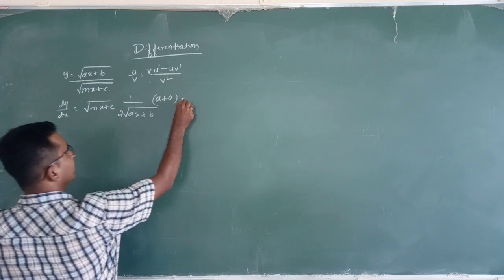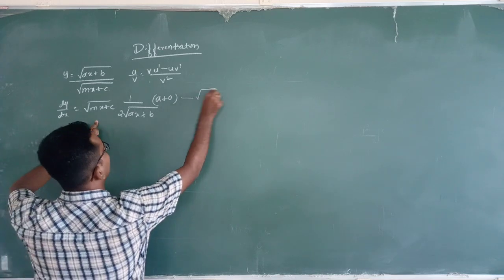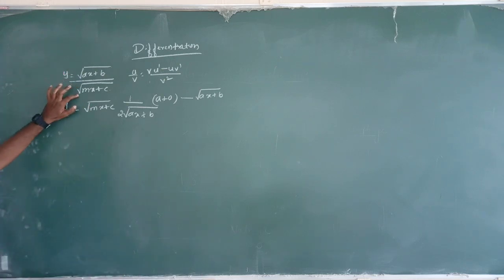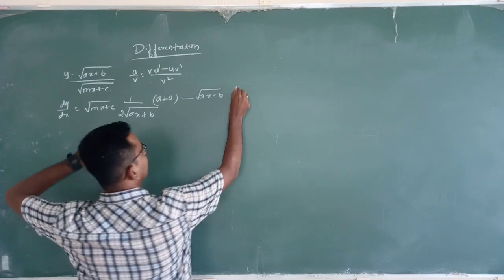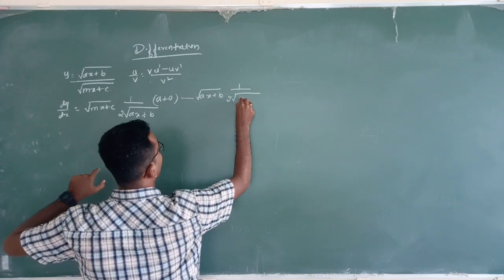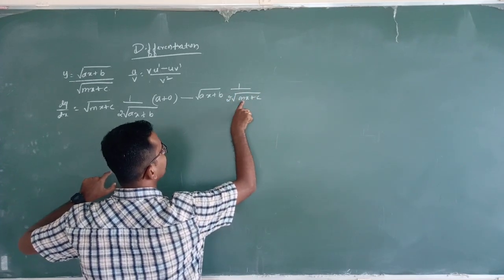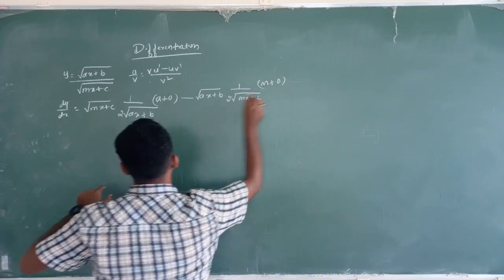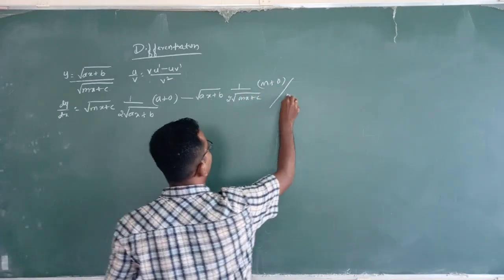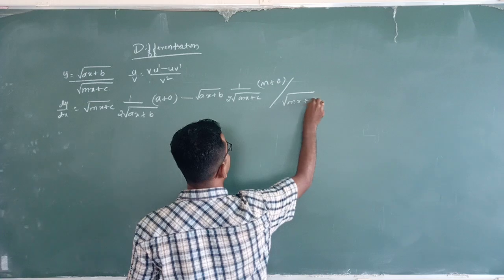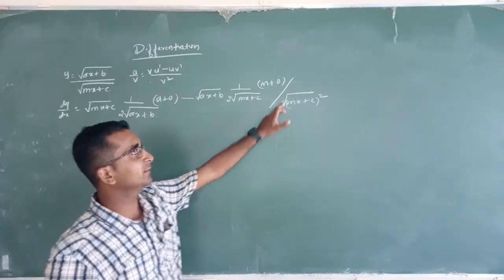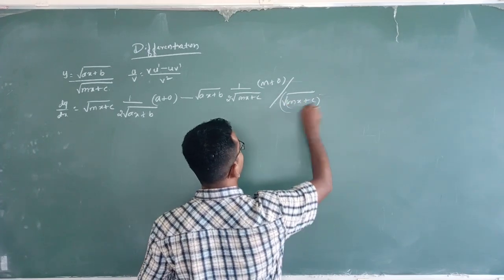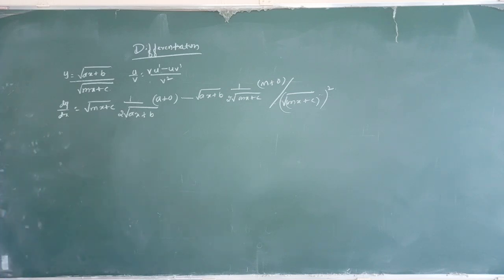Next we keep minus, then root of ax plus b as it is. Then the differentiation of v, again in the form of root of x, is 1 divided by 2 root of x, and the differentiation of mx plus c is m plus 0, whole divided by v square, that is root of mx plus c whole square. Don't cancel the root and square here. Just keep it as root of mx plus c whole square, that is v square.